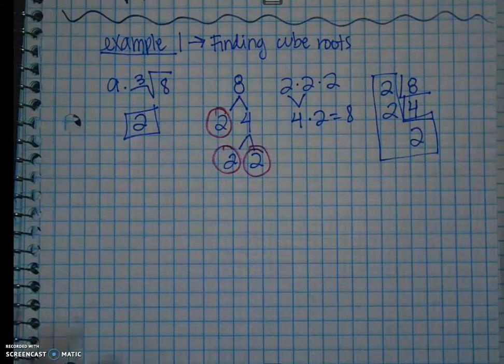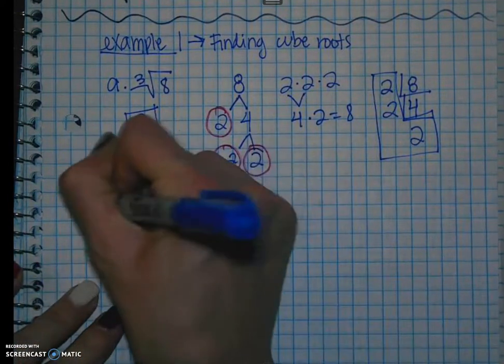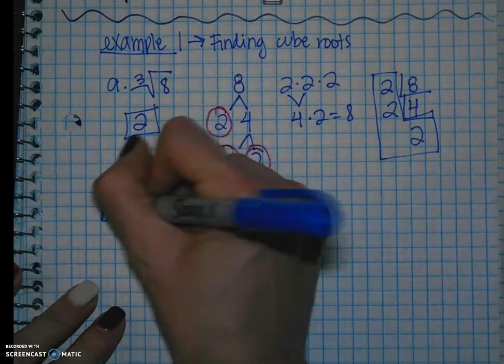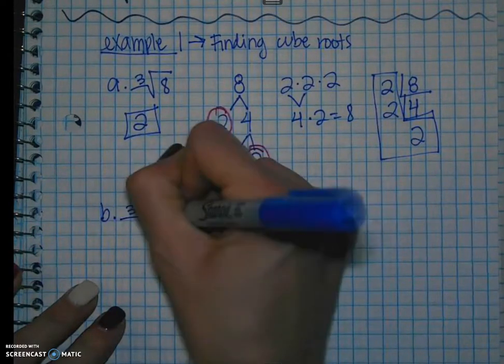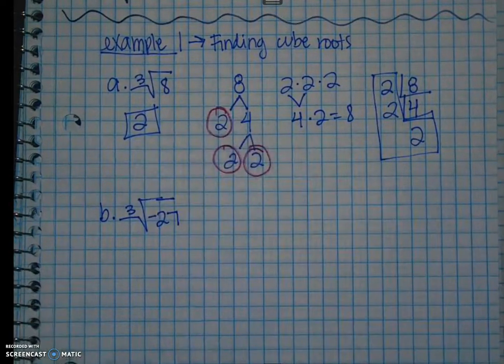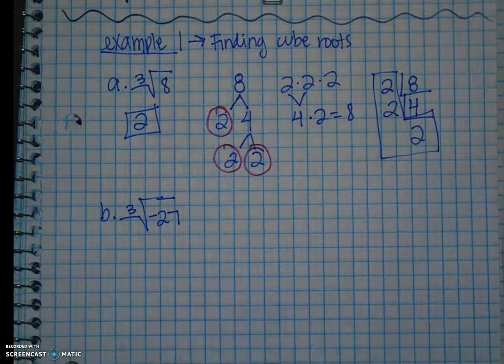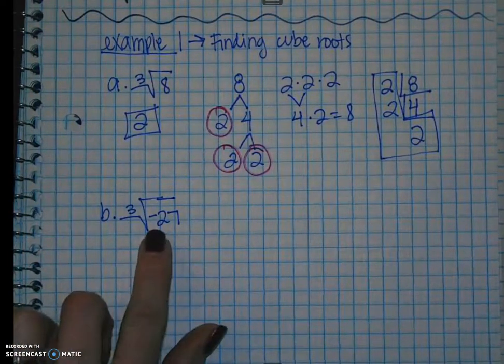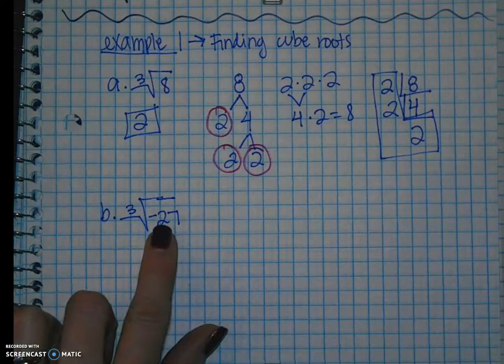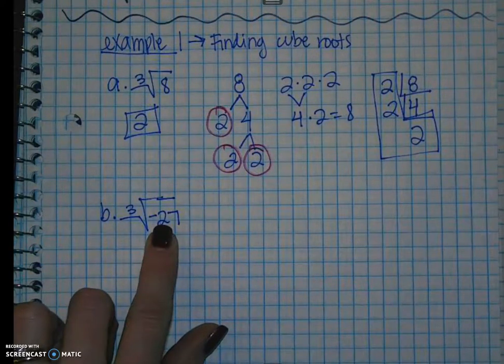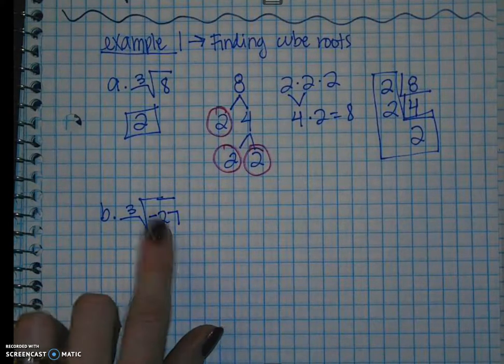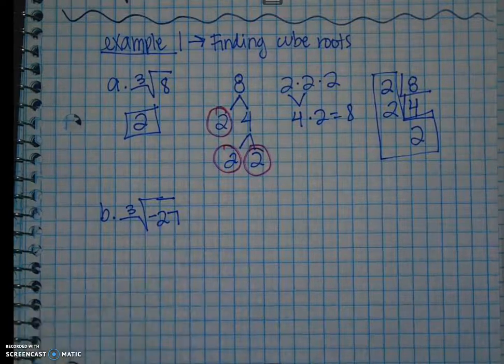I'm going to write down the next example. So this one is going to be the cube root of negative 27. Now I just want to point out, when you have cubes, you're allowed to have a negative in the cube root. Okay? So let's talk about this one.